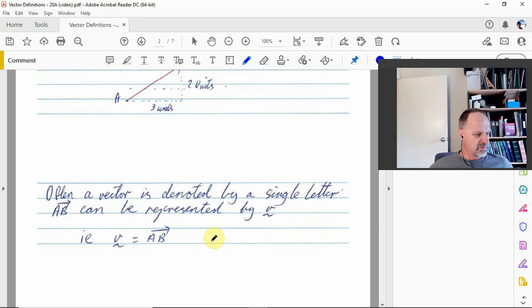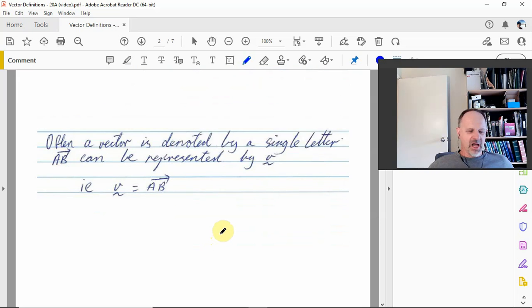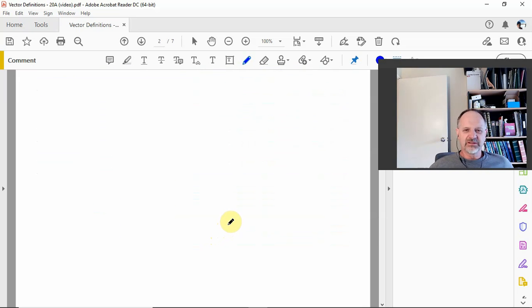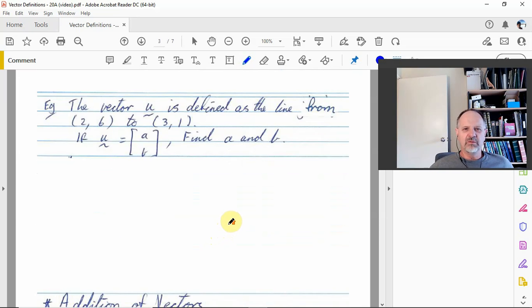All right, let's have a look at an example. Let's scroll into the next one. Here we go. The vector u is defined as the line from (2, 6) to (3, 1). If u is written as a column vector (a, b), find (a, b).